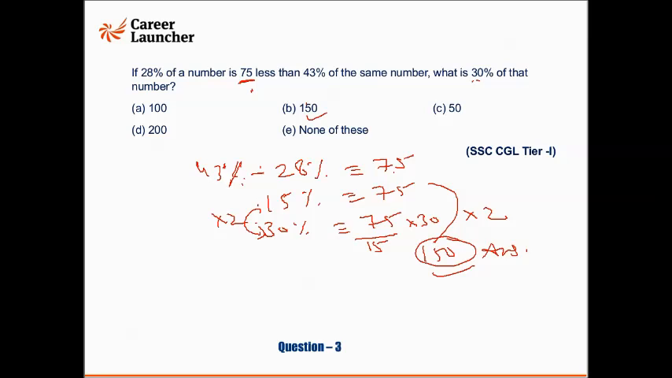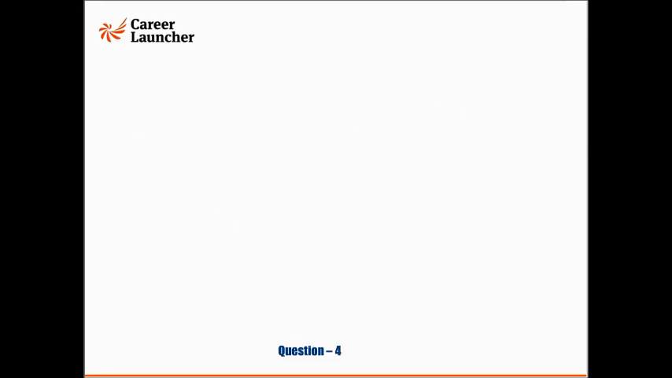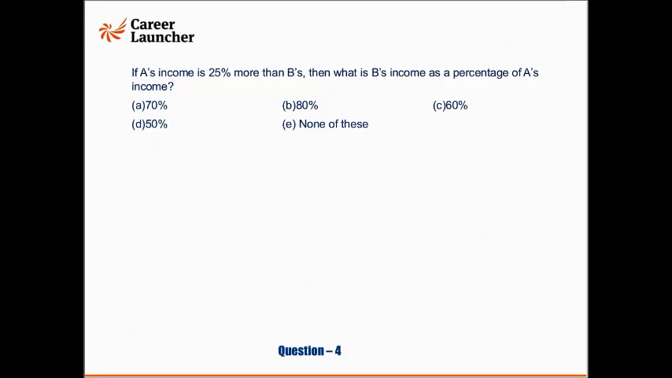That's why I told you to mug up the values, so that if you know how to approach this question, that will definitely save your time. So B will be my answer, 150. Next, question number 4.